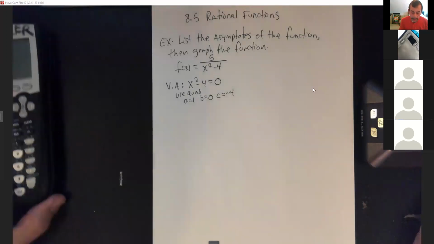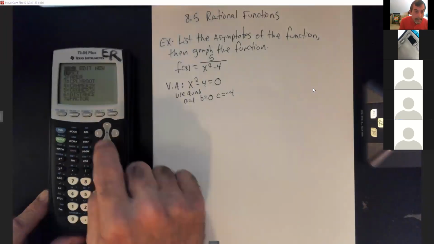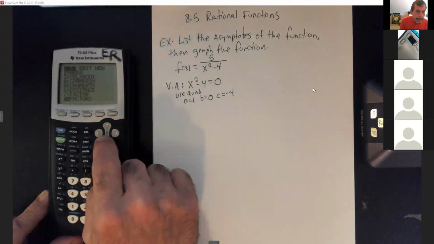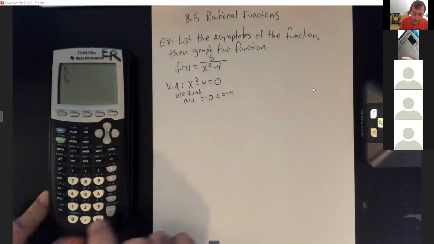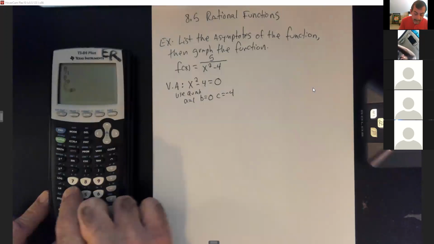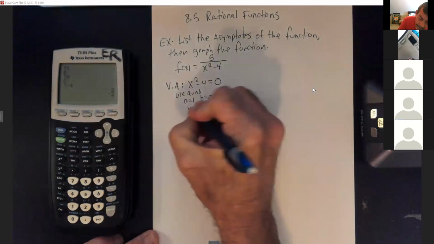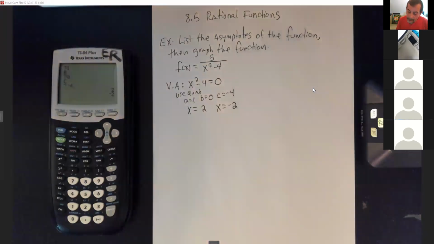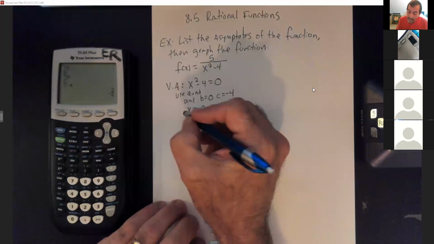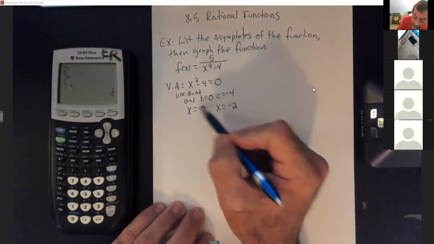All right, so let me pull my calculator over here. I'm gonna go program, go down to quad. And then enter to start it. So I had A was 1, B was 0, and C was negative 4. So when I put that in, that gives me x equals 2 and x equals negative 2. So those are my vertical asymptotes. And since I have no factors on top that cancel out either one of these asymptotes, I can keep both of these answers.